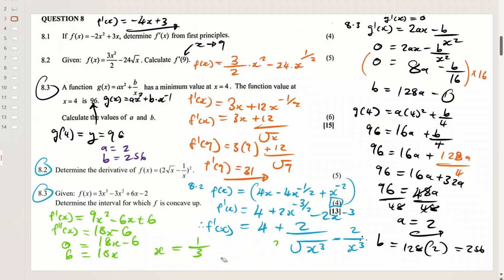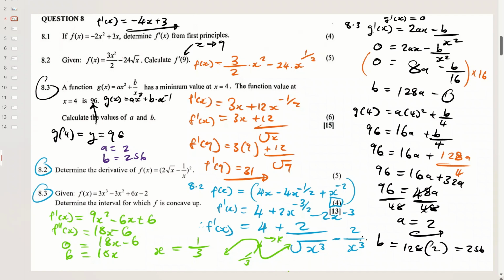So let's pretend this is where the concavity changes, at 1 over 3. Remember, you read the graph from left to right. So going to the right, you have the concave up. So when you have positive values, 2, 3, 4 to infinity, that's why your graph is concave up.